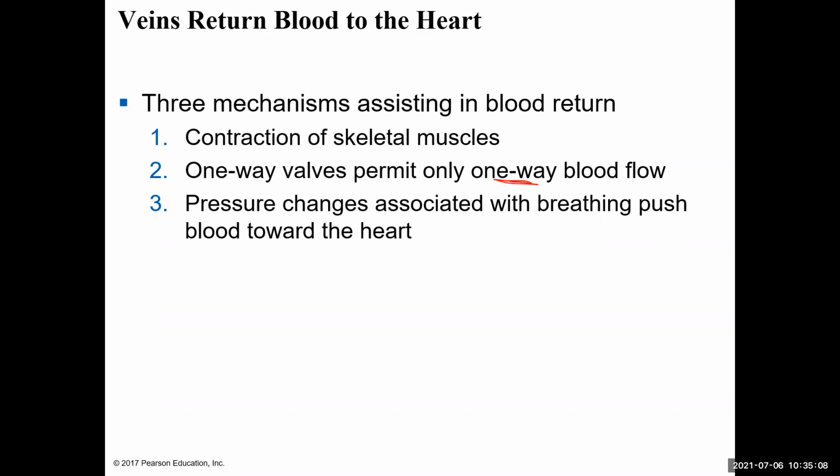And then there are pressure changes that we create in our body as we breathe, and that pressure makes blood move towards the heart as well. So as we breathe in and out, the pressure in our thoracic cavity will change, and that causes blood to move back up to the heart.